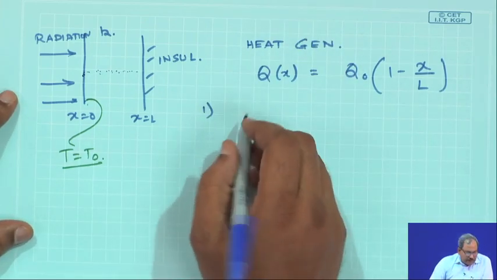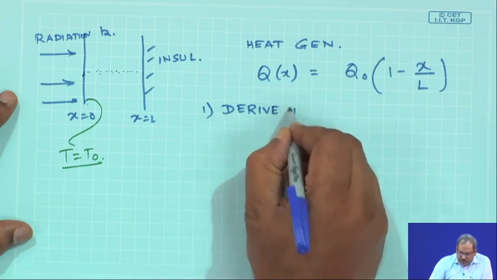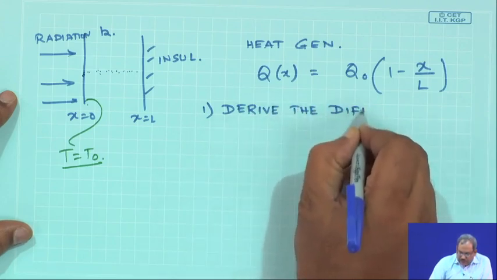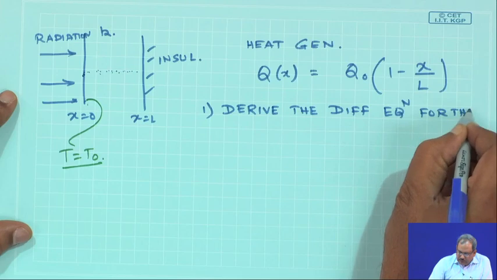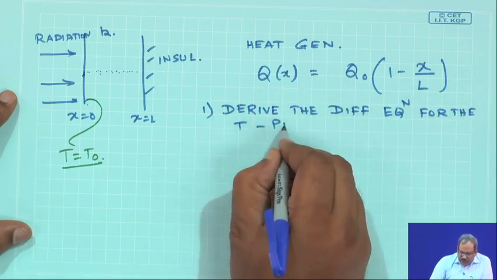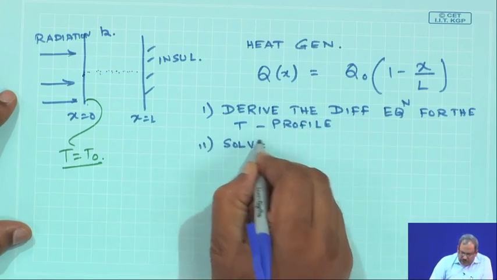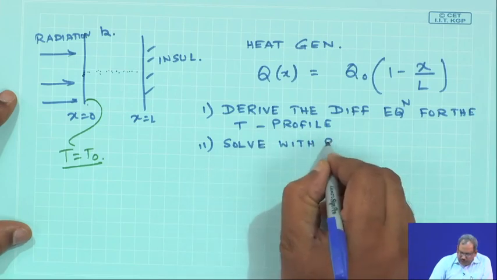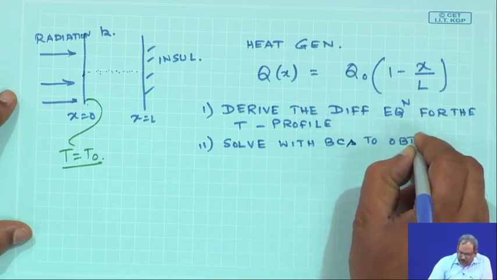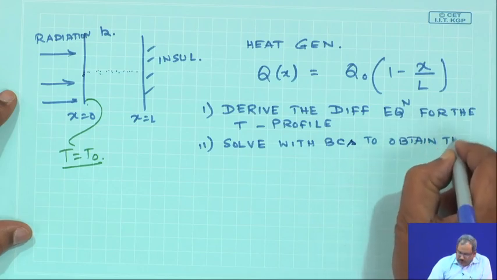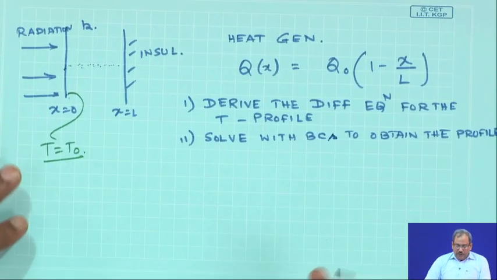So, the first part of the question is: derive the differential equation for the temperature profile, and the second is: solve with boundary conditions to obtain the profile. So, that is the problem.